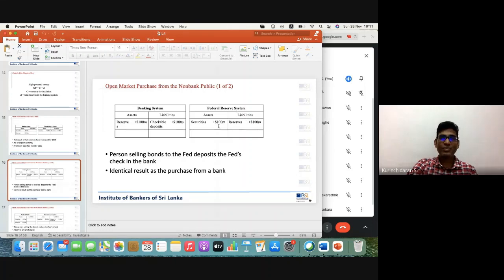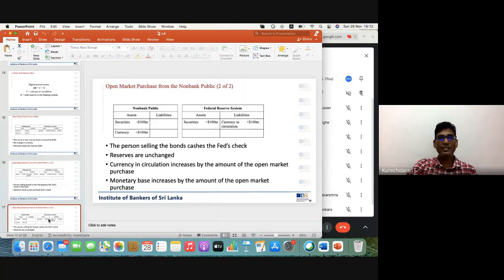So for the central bank, of course, a similar position will be there, but in the banking system they will increase the reserve account as well as checkable deposits, assuming a current account. Because the customer will have the money in his current account. So the final result for the central bank would be the same. But for the banking system, the result would be a little bit different.